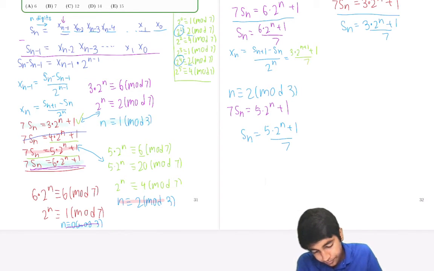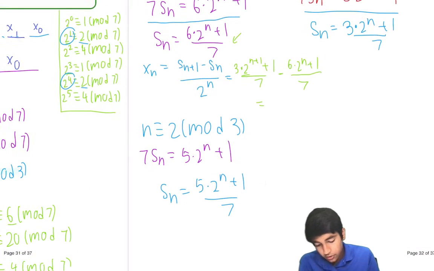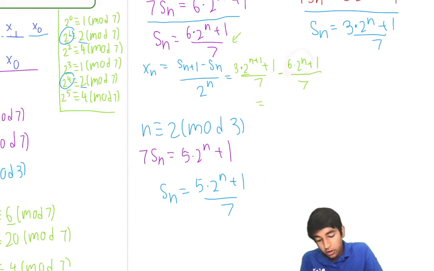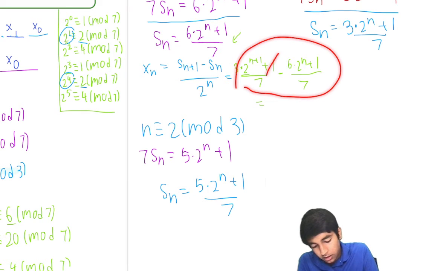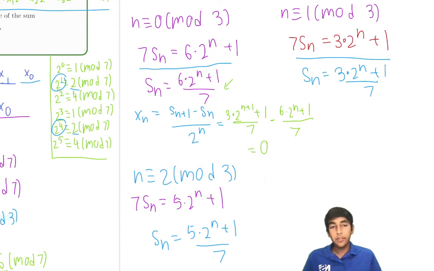And it's n plus 1, so 3 times 2 to the n plus 1 over 7 minus s of n, which is just this formula, 6 times 2 to the n plus 1 over 7. And if we evaluate this, we notice that 2 to the n plus 1 is just 2 to the n times 2. So that means 3 times 2 to the n plus 1 is the same as 6 times 2 to the n. So if we subtract these, all the terms will cancel out. 1 will cancel, and this term will cancel. We're left with 0. So for n equals 0 mod 3, x of n is 0.